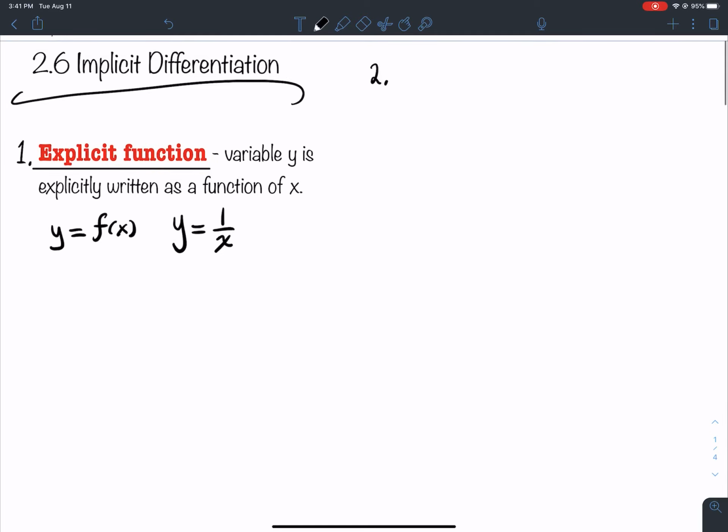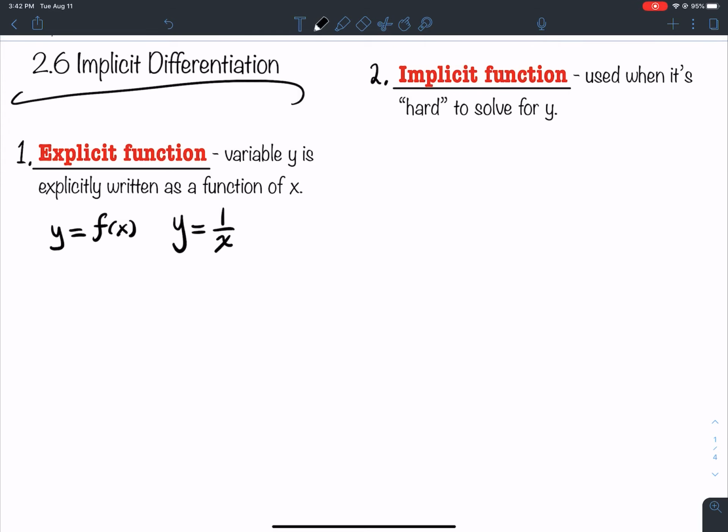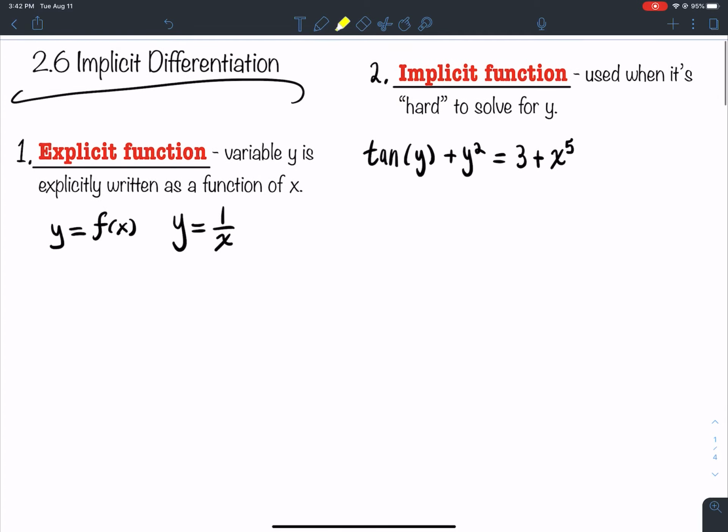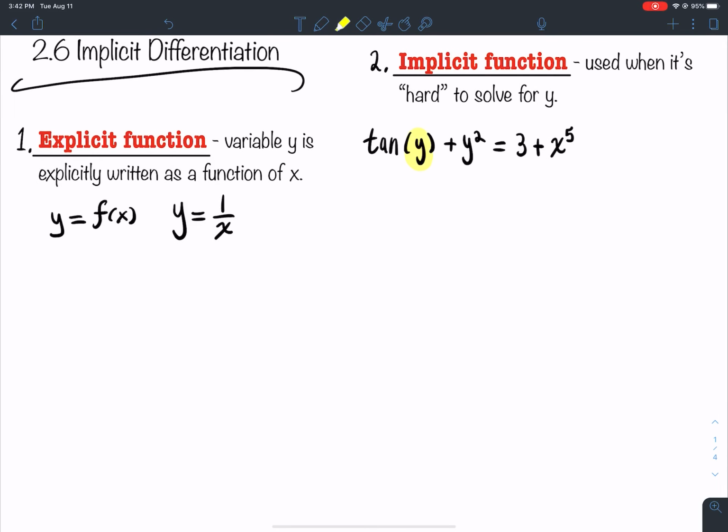So what is an implicit function? This is used whenever it's really hard to solve for y. So an example of something that would be hard to solve for y, you have this equation here. How do you get y by itself in this situation? You've got a tangent of y and a y squared. That's going to complicate things. How do you get something that would be explicitly a function of x? You have y equals something, right? We don't really have a clue how to solve that, okay?